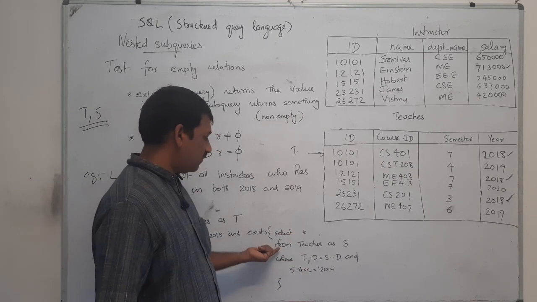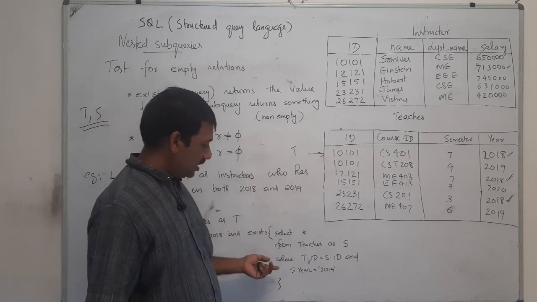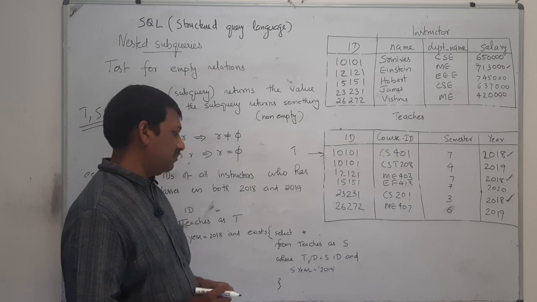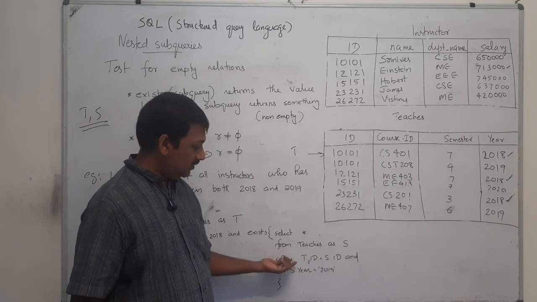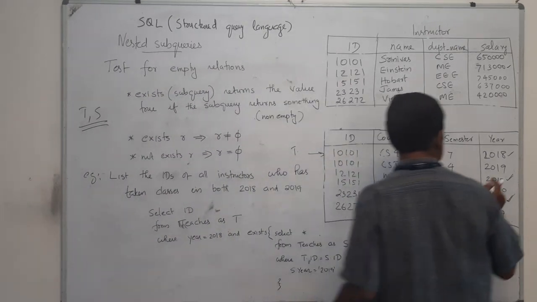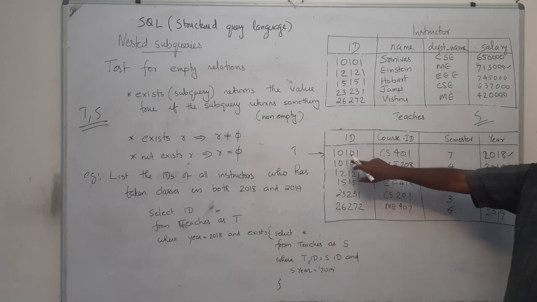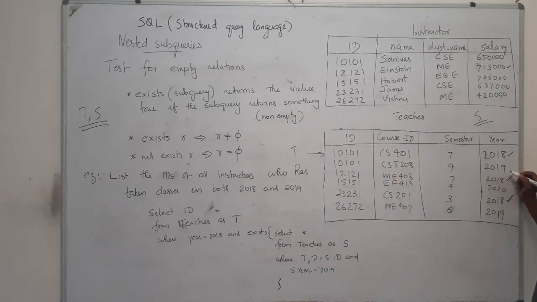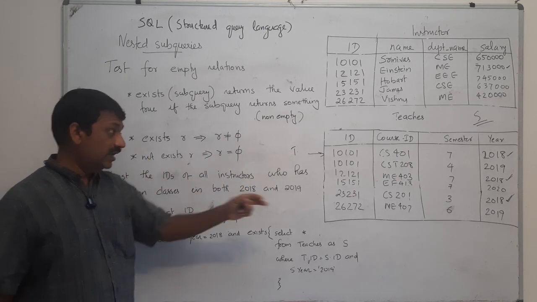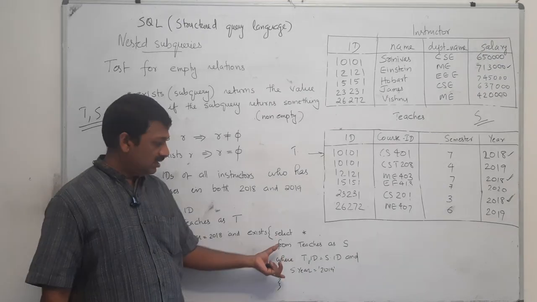That means select from teachers as S. A copy of this is taken and some other copy of this is also there. And for that, T dot ID should be S dot ID and S dot year should be 2019. That means there should be some tuple having the same ID with year 2019. Suppose this is the duplicate S, and here S dot ID is the same as T dot ID and year equals 2019. Such a tuple exists for ID 10101, so this will return non-empty. That means some tuples are selected.